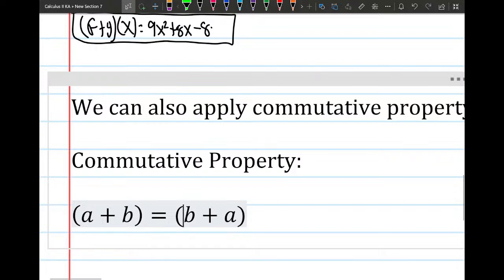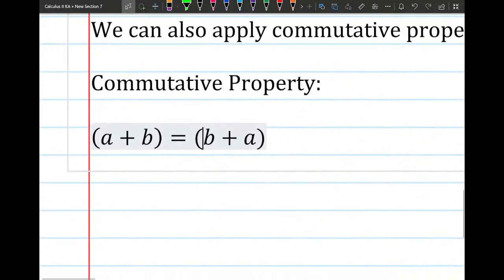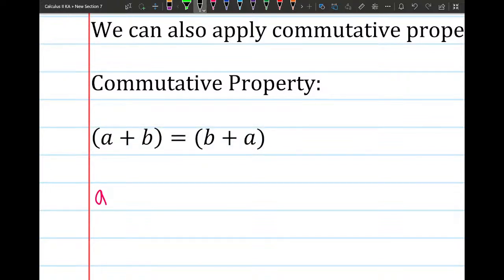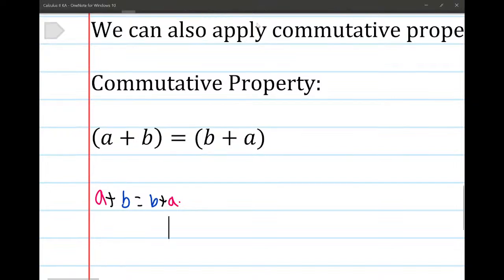From here, I'm just going to write it down in pen so that you guys can see. I like to color code a lot. So basically it goes a plus b is equal to b plus a. You cannot do this with subtraction, so that's the main idea I want to put out there. You can do it with addition, though.